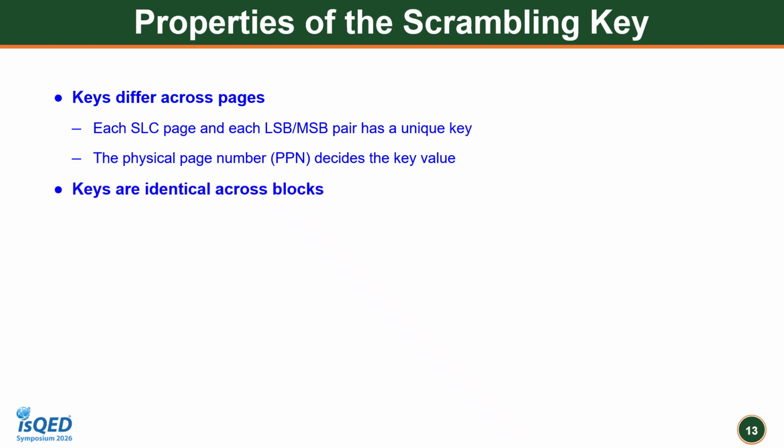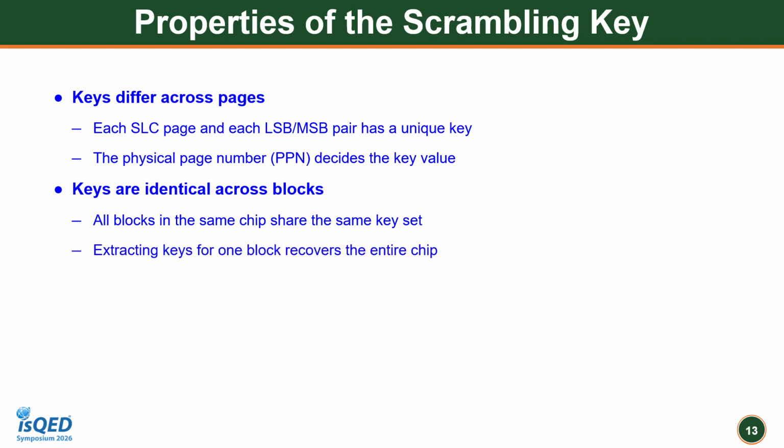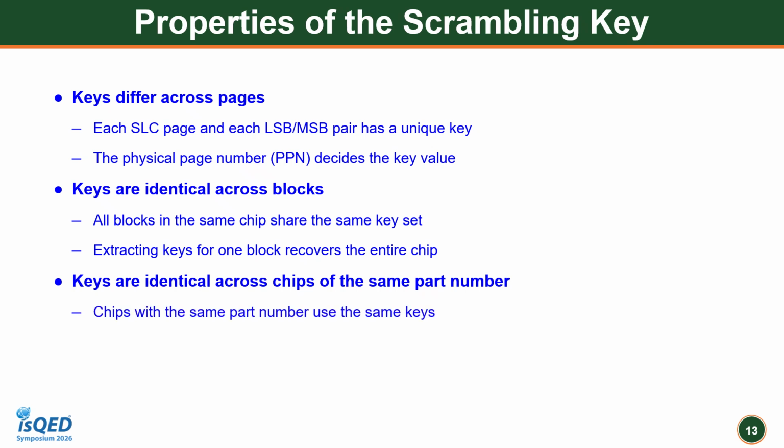The next property is that keys are identical across blocks, which means if you can retrieve all the keys within a block, the same set of keys will be applied to the other blocks within the NAND flash memory chip. And the last property is that the keys are identical across chips of the same part number, which means if you extract a key from only one chip, another chip with the same part number will have the same key. So only one extraction can be applied to all devices of that model.